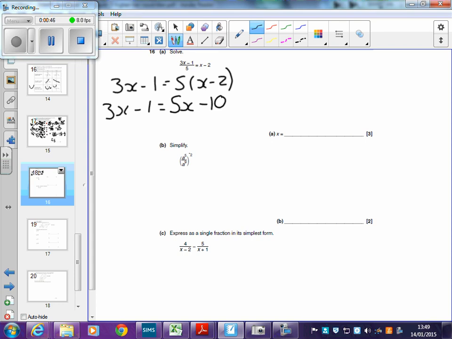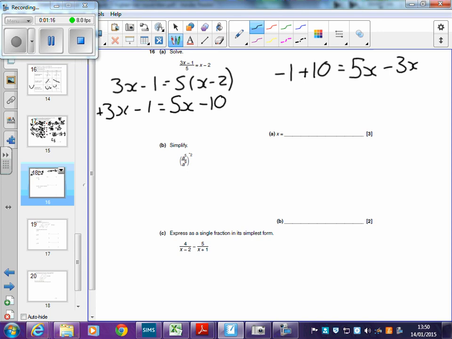Okay, I'm going to collect the x's to one side and the numbers to the other. Generally speaking, you want to collect the x's to the side where there's more of them, and there's more x's on the right-hand side. So that means x's to the right, numbers to the left. On the left-hand side, I've got the minus 1 that's not gone anywhere. I've got the minus 10 that comes across and becomes a plus 10. On the right-hand side, I've got the 5x that hasn't gone anywhere. The 3x goes over, and because there's an invisible plus sign in front of the 3x, it becomes a minus on the other side.